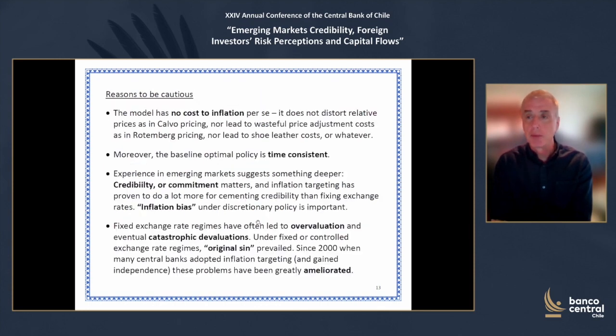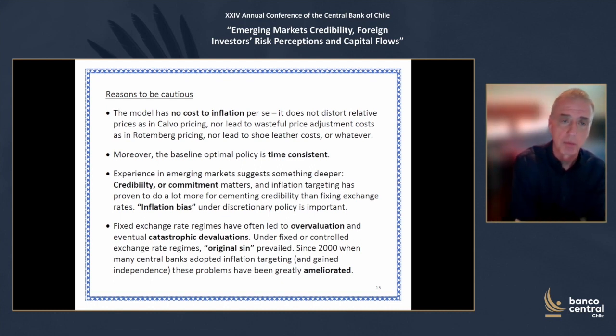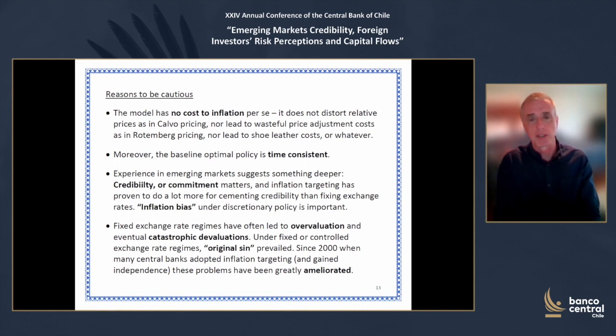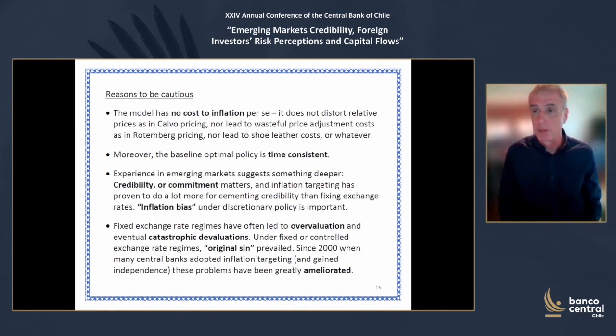And I think there are reasons to be cautious. So now I'm definitely stepping outside the model, but the model is set up so there are no actual costs to inflation. There are no Calvo price settings, so there are no relative price distortions from exchange rate movements. There's no Rotemberg costs of adjusting prices. And moreover, the optimal policy, if you've got both instruments, is time consistent.